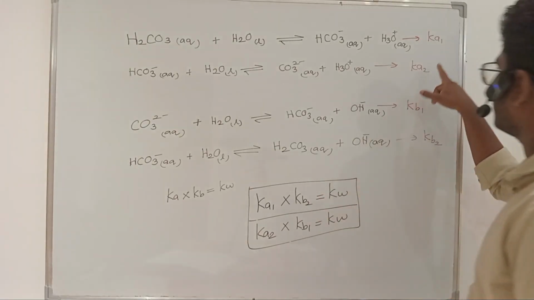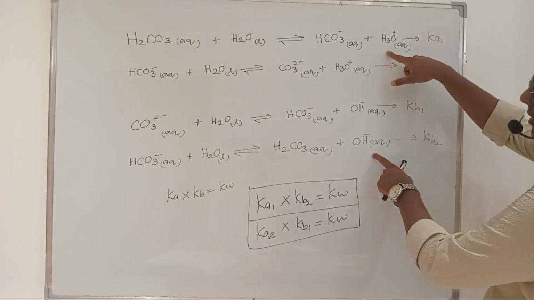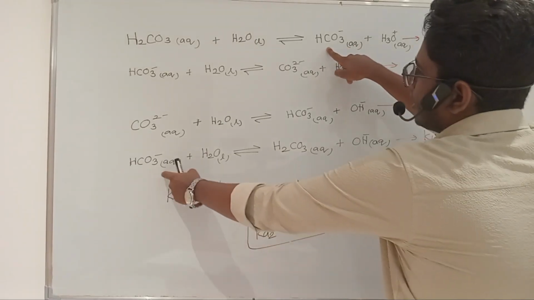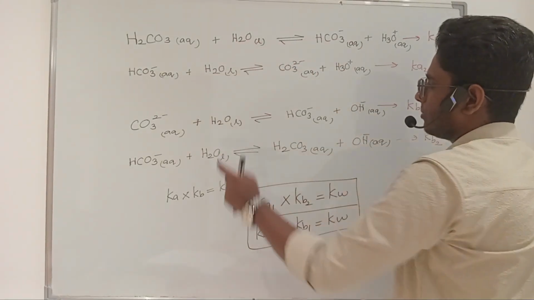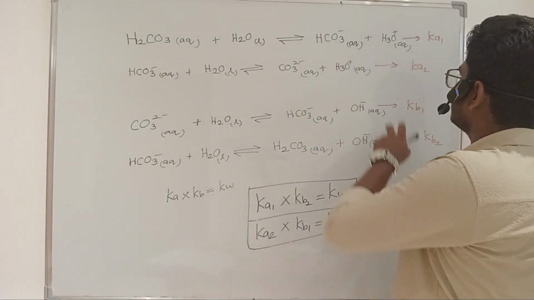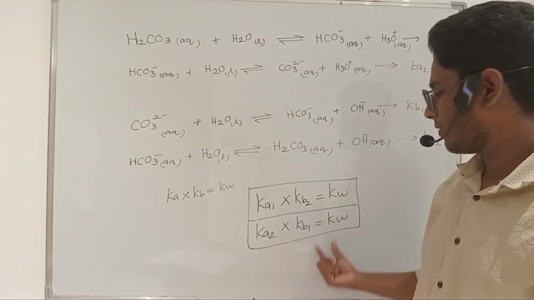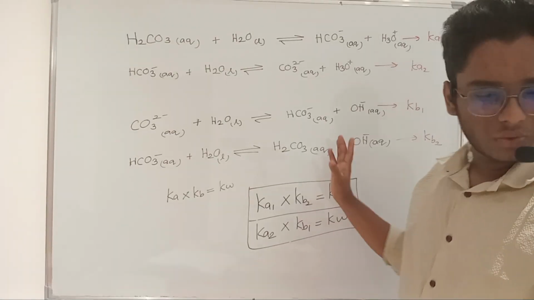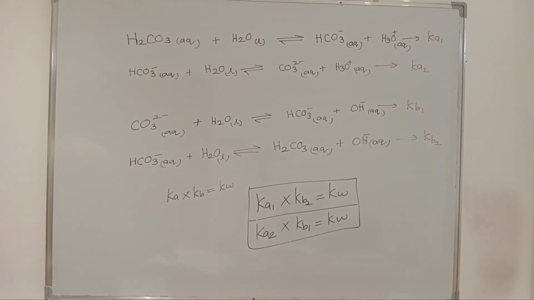If you take Ka1 into Kb2, H3O plus and OH minus will remain. Bicarbonate will cancel off, carbonic acid will cancel off, and water will cancel off. So if you multiply Kb2 by Ka1, you are getting Kw. In the same way, if you multiply Ka2 by Kb1, you'll be getting Kw also. So copy down this. We'll move into the titration part.